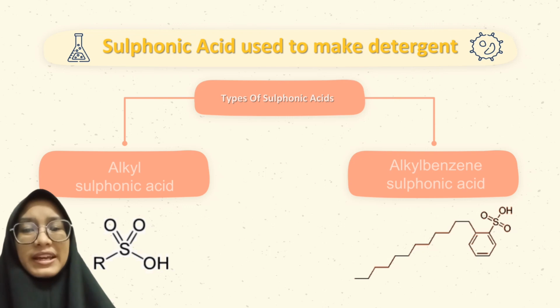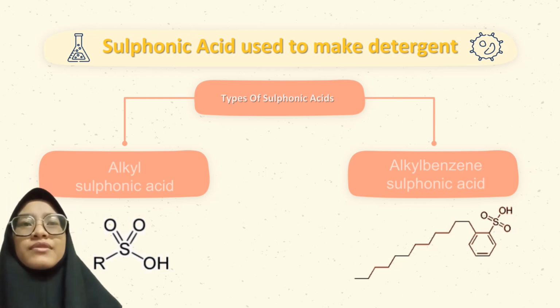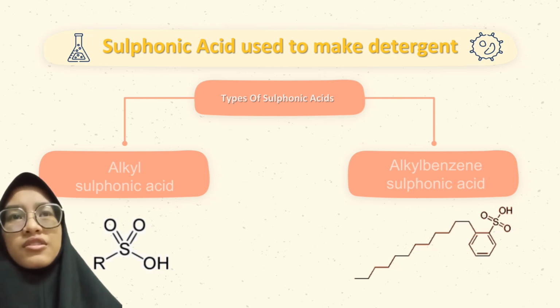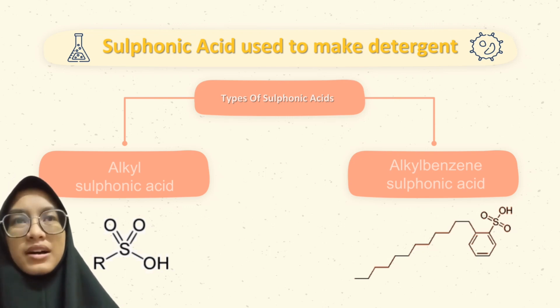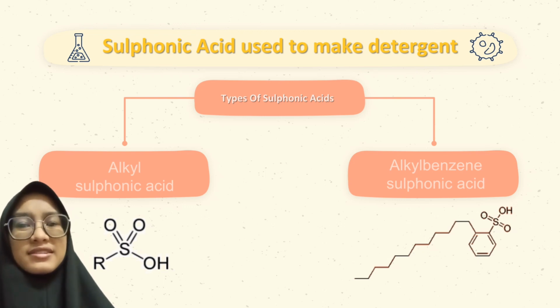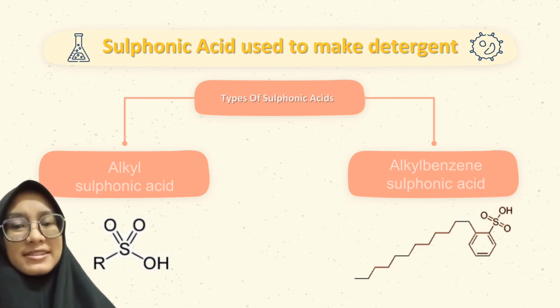We can see sulfonic acids are used to make detergents. So why must we use sulfonic acid? Sulfonic acid in detergents is the best at getting rid of stains. The reason for this is that sulfonic acid molecules have a negative charge. So in theory, they could lift the stains up from the fabric and break them down completely. There are two kinds of sulfonic acids used in detergents: alkyl sulfonic acid and alkyl benzene sulfonic acid.